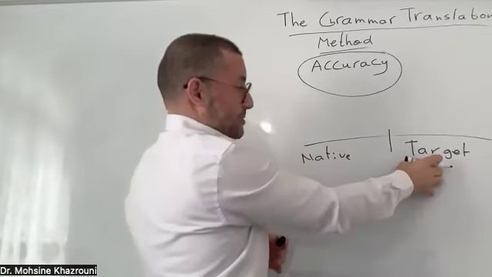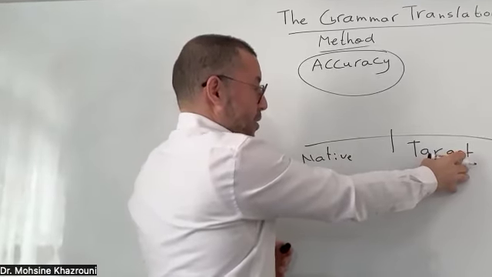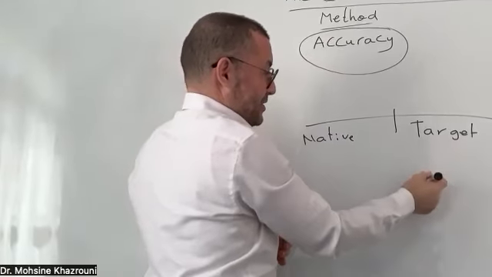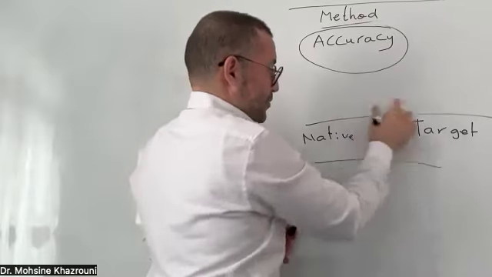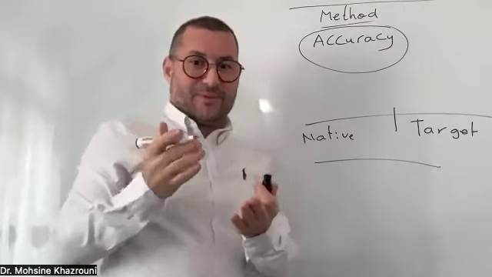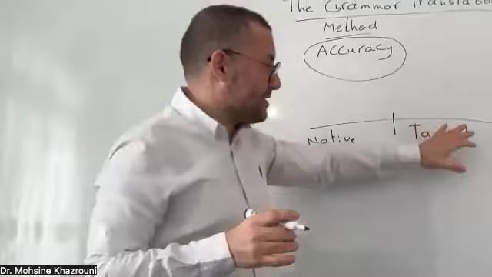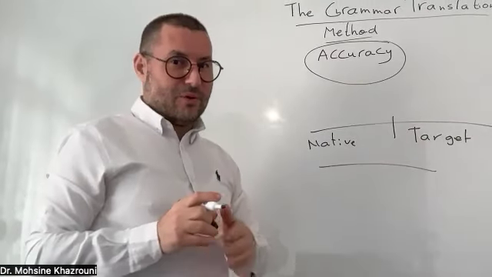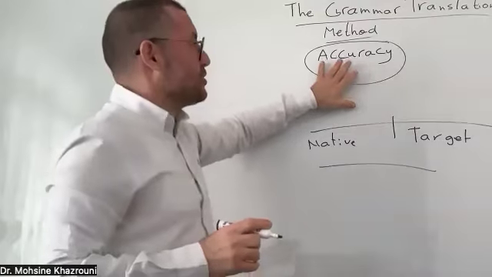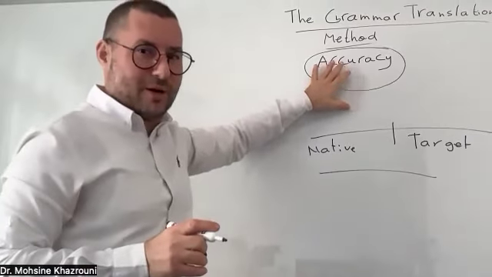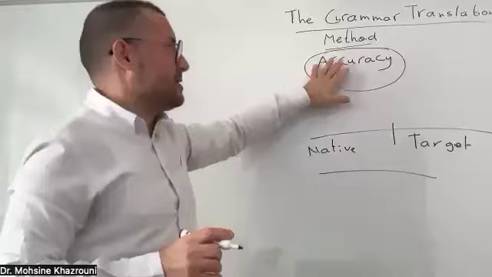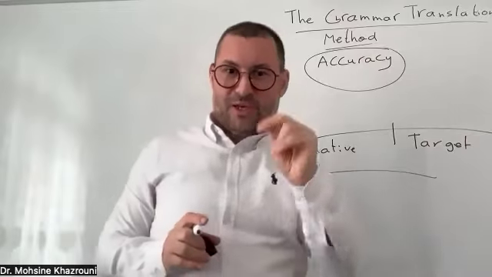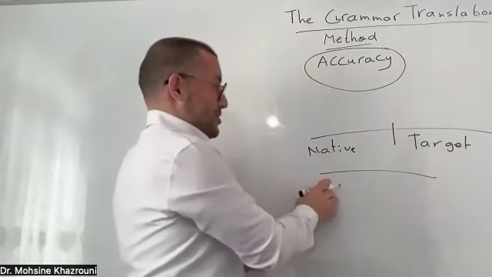So, are you talking about accuracy at the level of the target language? They should produce accurate sentences here, or because you cannot translate accurately unless you have what we call equivalence. The source text and the target text should be equivalent. So the accuracy here, we need to research to know more about it. What do you mean by accuracy in grammar translation? Do you mean the target language or the translation? Because you have two things here. We have also translation.